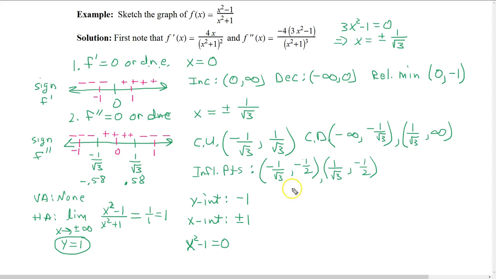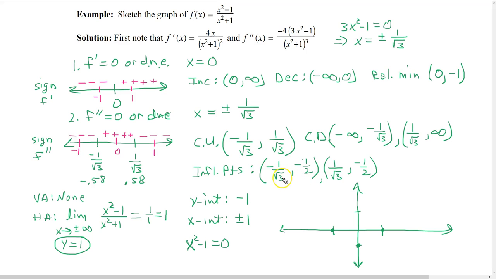Now we have enough information to graph this function, so let's try to sketch an accurate graph of it. So let's see, we have x and y-intercepts. The y-intercept is at -1 right there. The x-intercepts are at plus and minus 1, so those points are on the graph. We have a relative minimum at 0, -1. Well, that just happens to be our y-intercept, so there's our relative minimum.